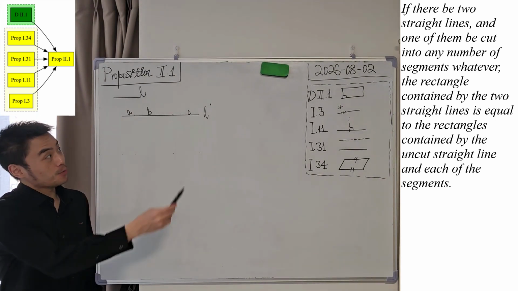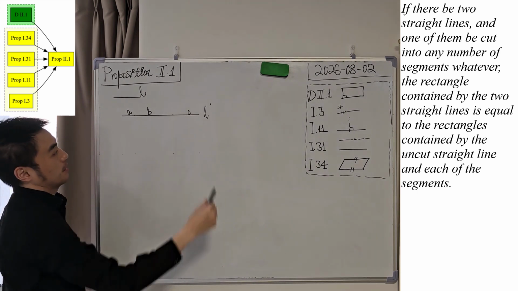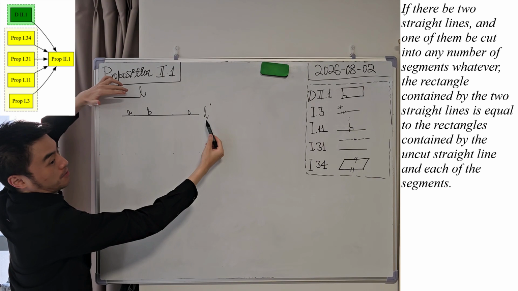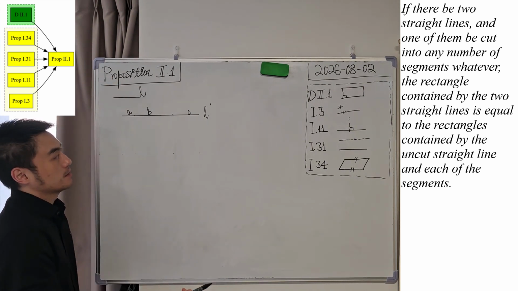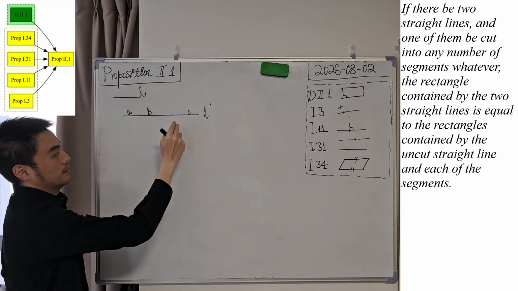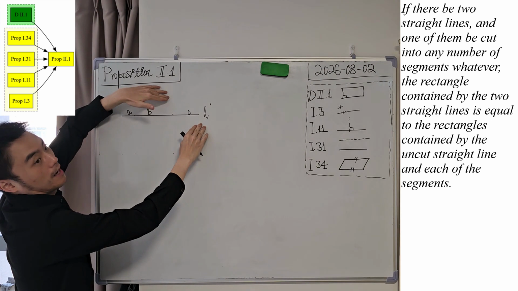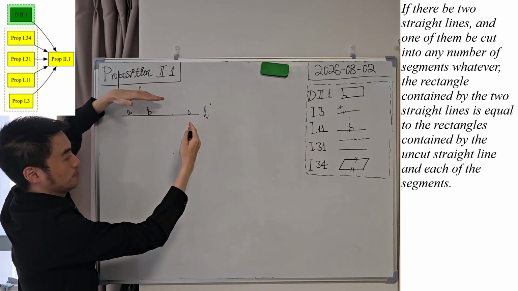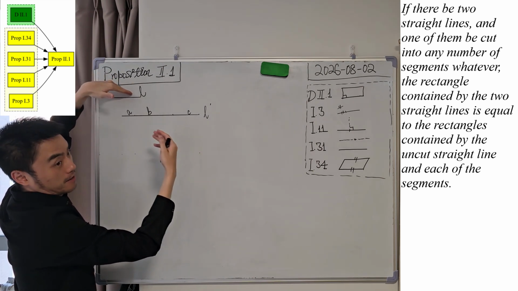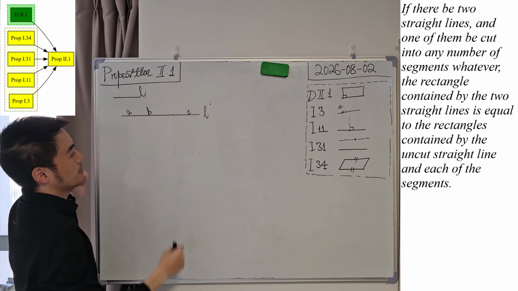Morning. In this video, we're going to talk about proposition 1 from book 2. This proposition declares that if we are given two finite straight lines, for example L and L prime, and we cut a straight line into multiple segments, for example A, B, C, then the rectangle contained by these two straight lines is equal to the rectangles contained by the uncut straight line and those segments. Okay, so let's give it a proof.